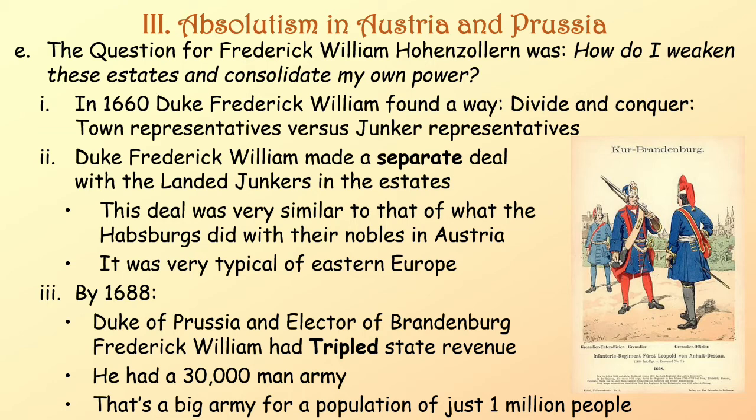And in 1660, Duke Frederick William found a way: divide and conquer. Town representatives versus Junker representatives. So Duke Frederick William made a separate deal with the landed Junkers in the estates. And this deal was very similar to what the Habsburgs did with their nobles in Austria. It was very typical of Eastern Europe. By 1688, the Duke of Prussia and Elector of Brandenburg, Frederick William, had tripled the state revenue. He had a 30,000-man army, and that's a big army for a population of just 1 million people.